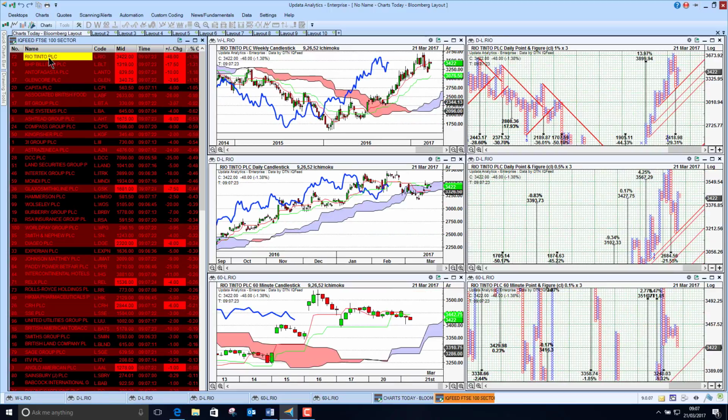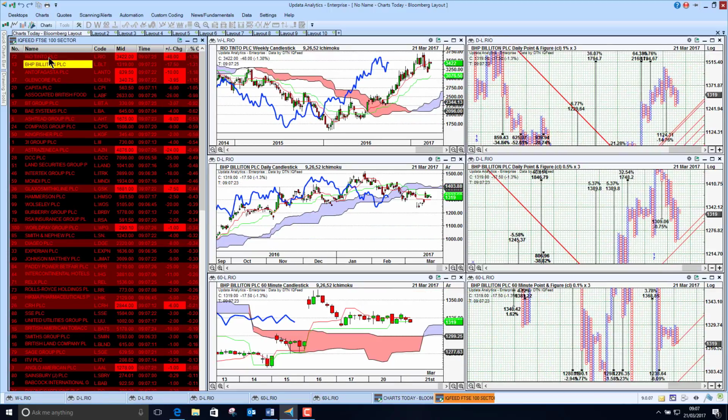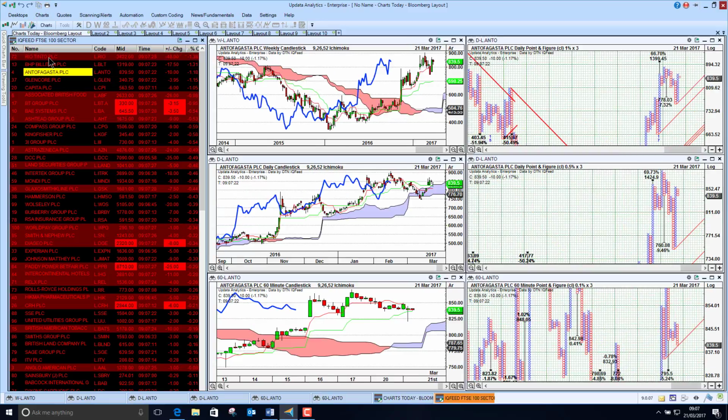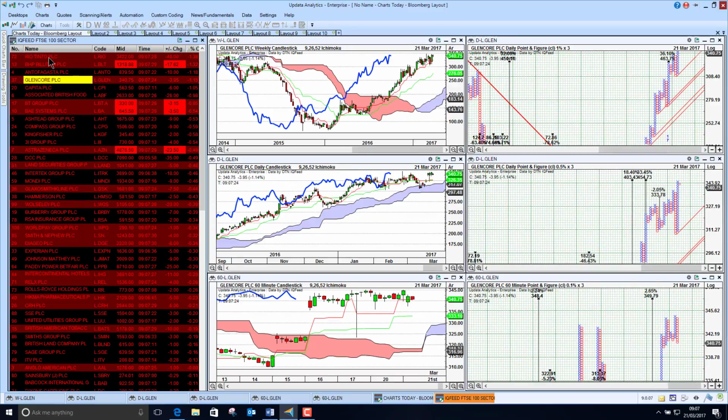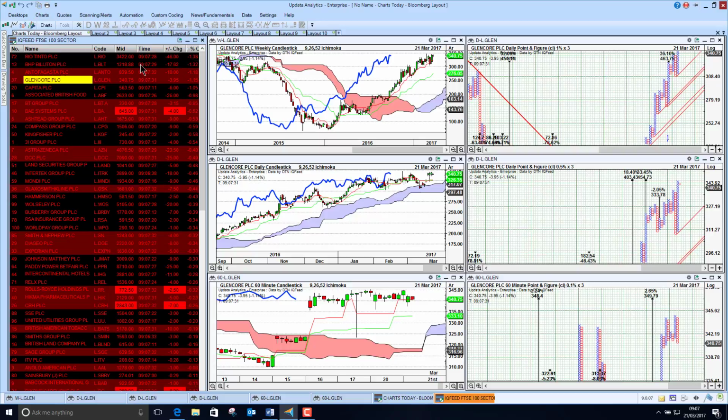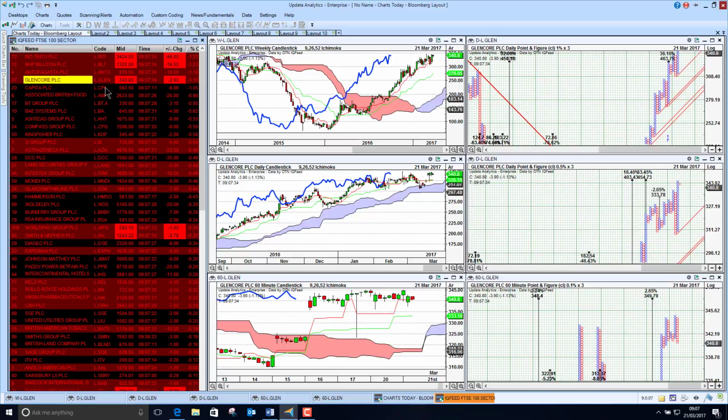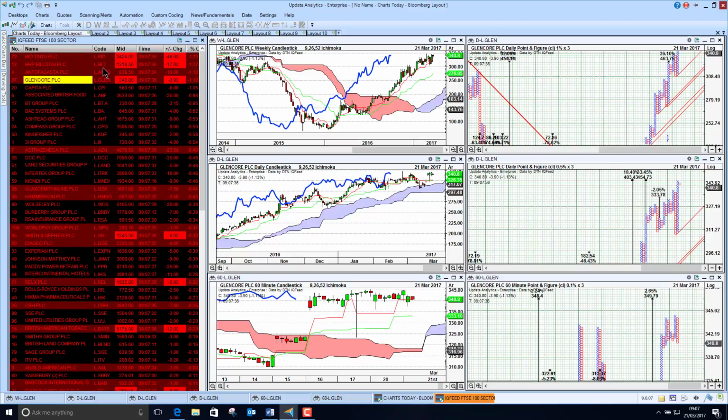The laggards today: Rio Tinto, BHP Billiton, Antofagasta, Glencore. You'll notice the theme here: resource stocks are falling, down about anywhere between 1 and 1.3%. So not so good there.